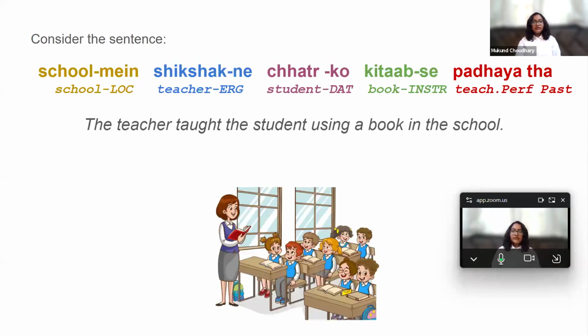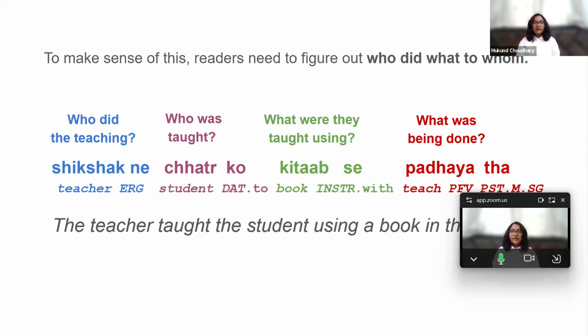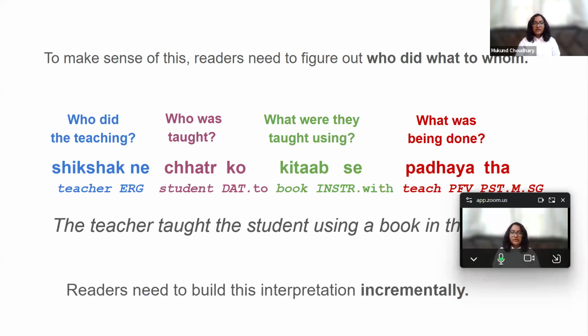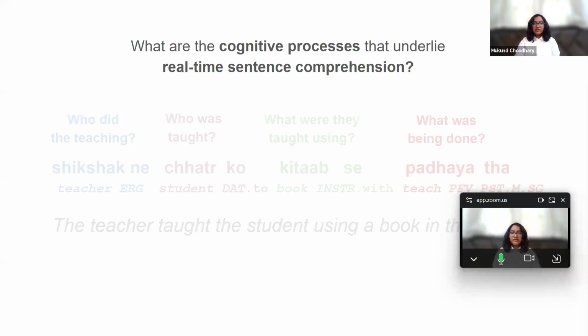Consider the sentence "स्कूल में शिक्षक ने छात्र को किताब से पढ़ाया था," which means the teacher taught the student using a book in the school. To make sense of this, readers need to figure out who did what to whom, and this interpretation is built incrementally. So, what cognitive processes underlie this real time sentence comprehension process?